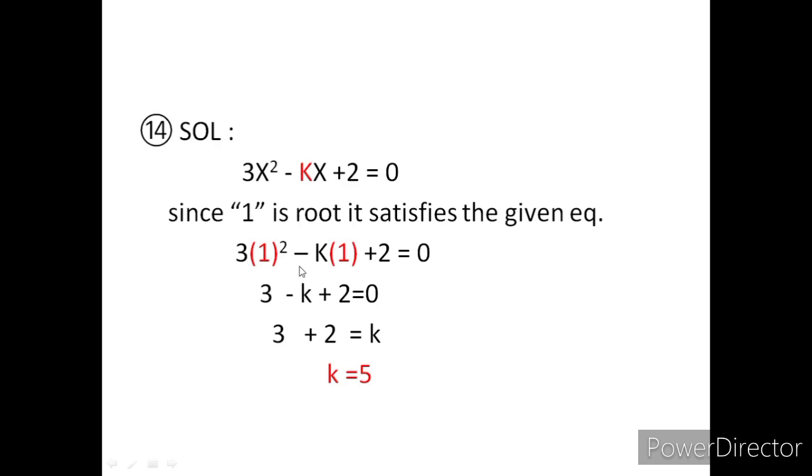This minus is kept as it is. This k is kept as it is. This x I will write 1 according to this one. Then this plus is taken as it is. Then by calculation, 1 square is nothing but 1. Therefore 3 into 1 is 3. Here minus into plus is minus. K into 1 is nothing but k. Plus 2 is equal to 0. Then this minus k is transposed to RHS. This minus k becomes plus k. Therefore the remaining 3 plus 2 is equal to 5. Therefore k is equal to 5. Go for the last one.